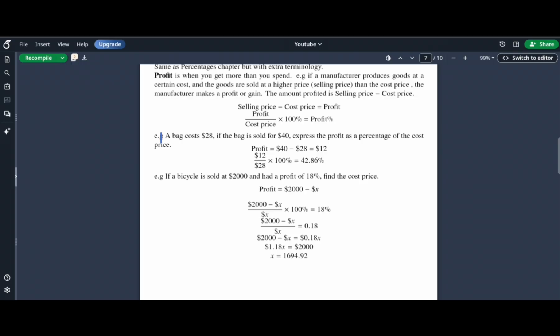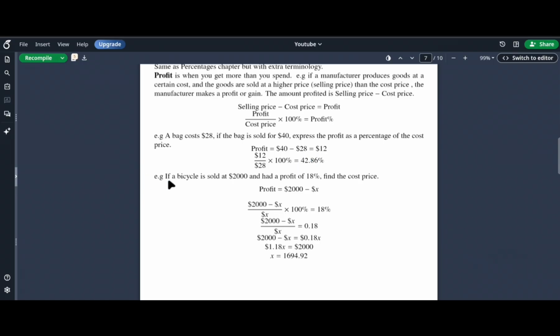Example, a bag costs $28. If the bag is sold for $40, express the profit as a percentage of the cost price. So what does this mean? Basically, we want to find the percentage profit. Okay, we just want to find the profit percent. So this change, this $12, means he got 42.86% more than what he spent.